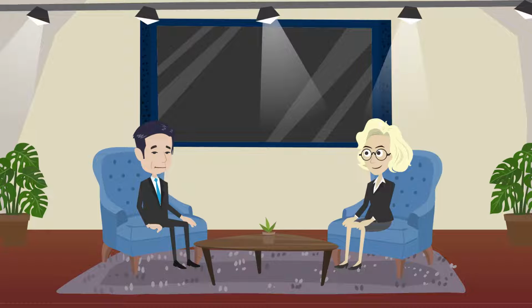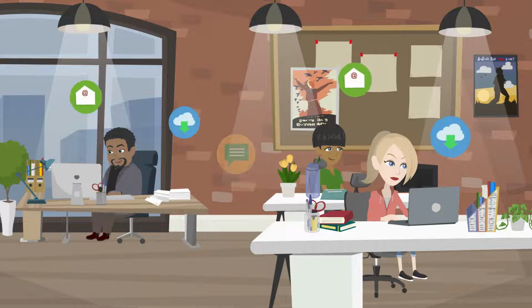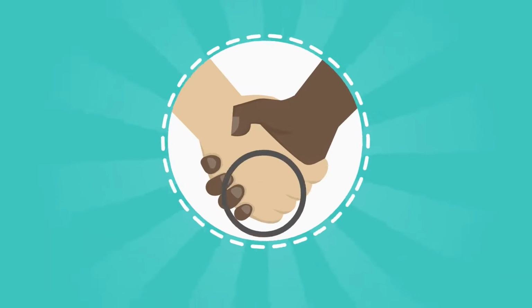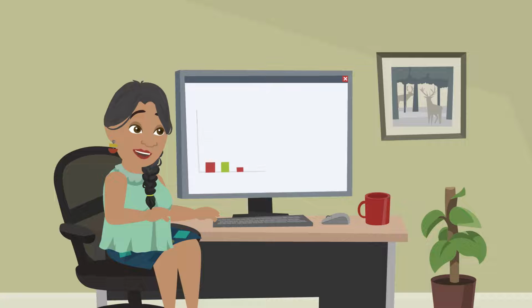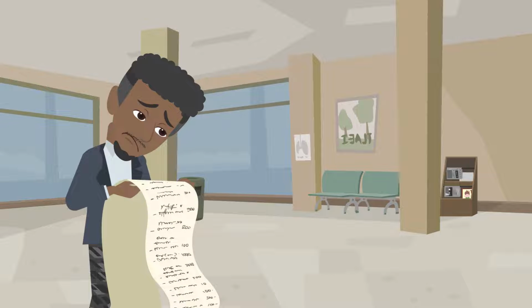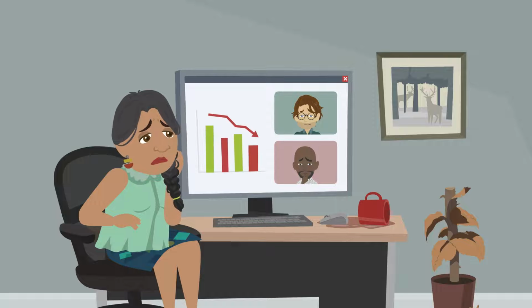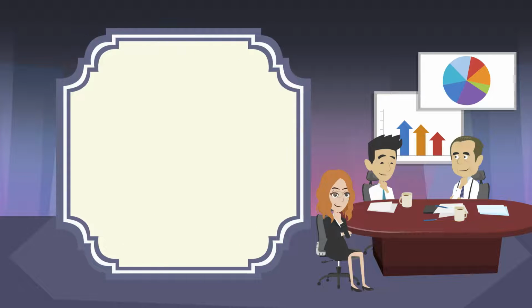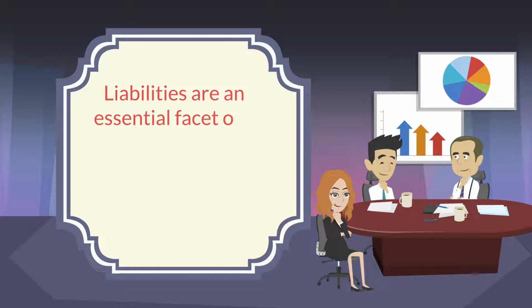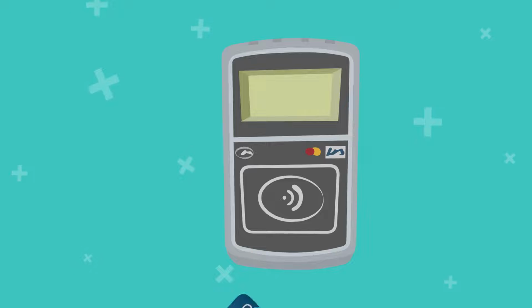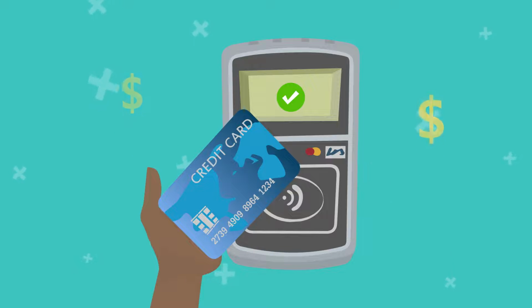Well, the simple and concise answer to it is that all sorts of businesses must take on liabilities in order to operate and grow. Without the assistance of other firms, your company's growth will be on a halt, and your business will simply not flourish enough for you to meet the company's expenses. This will result in taking huge financial loans, and the company slowly inching towards default. To put it into perspective, liabilities are an essential facet of a firm because they greatly help in exercising more business activities, finance operations, and pay for large expansions.